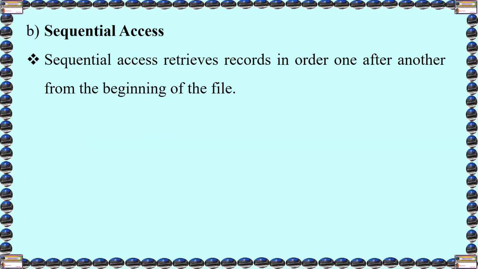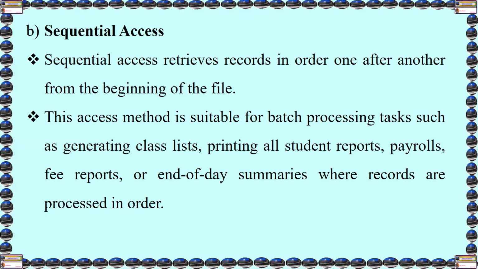In sequential access, we have retrieval of records in the order in which they were stored, in a certain sequence. So sequential access retrieves records in order, one after another, from the beginning of the file. This access method is suitable for batch processing tasks such as generating class lists, printing all student reports, payrolls, fee reports, or end of day summaries where records are processed in order.